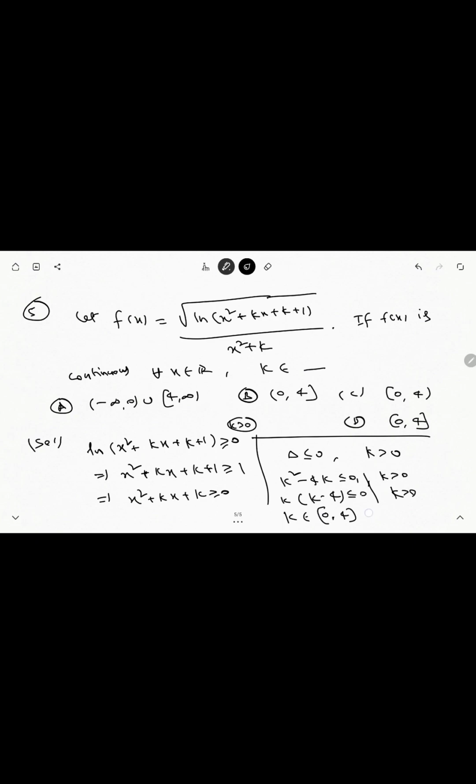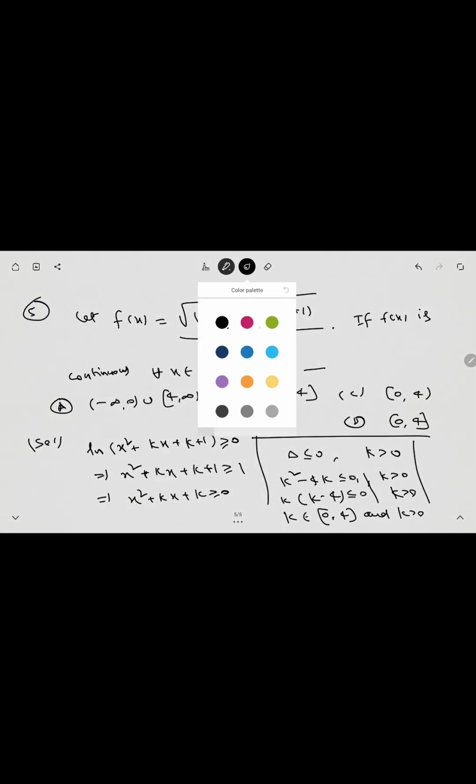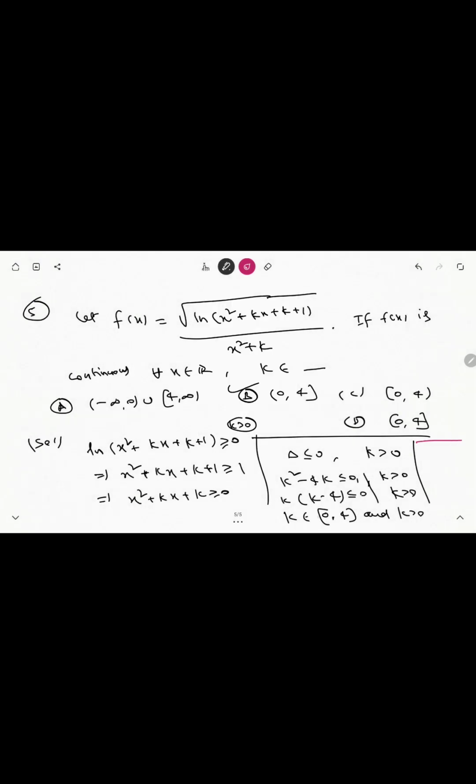From this, and k positive. Combine both the conditions, we will be getting option B correct, because k must be positive. Finally you can write the answer like this: say 1 and 2, these two conditions, k belongs to open 0 to closed 4, then only the function is continuous always for all x belongs to R.